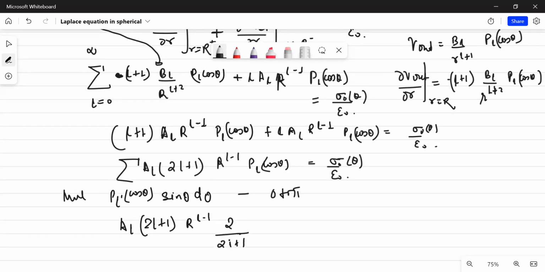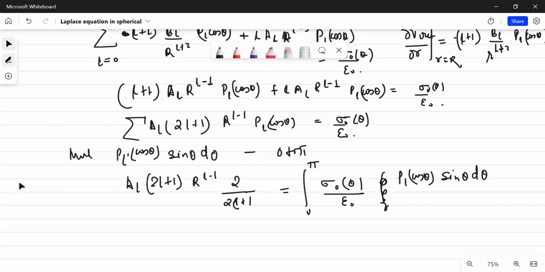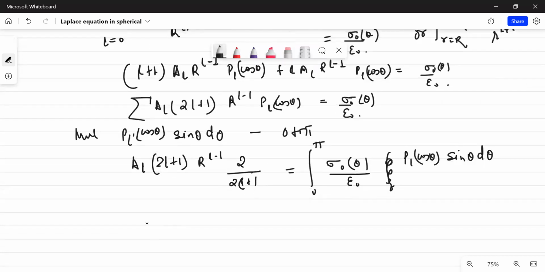All these things I did yesterday itself. And here you will have the sigma naught theta, and I think there would be some epsilon naught here as well, integrated from 0 to pi, of PL cos theta sin theta d theta. So this is the most general expression for your AL, and once you find your AL, you can find your BLs as well.